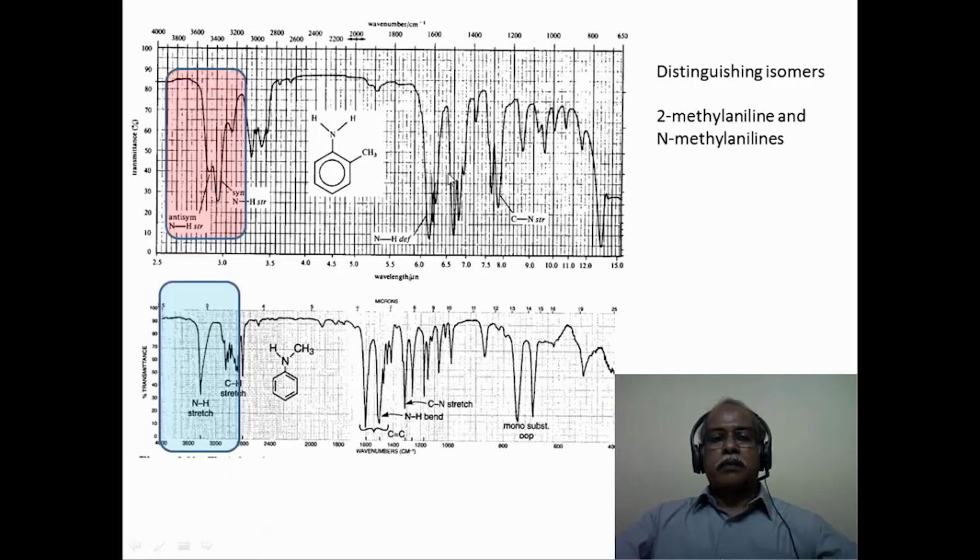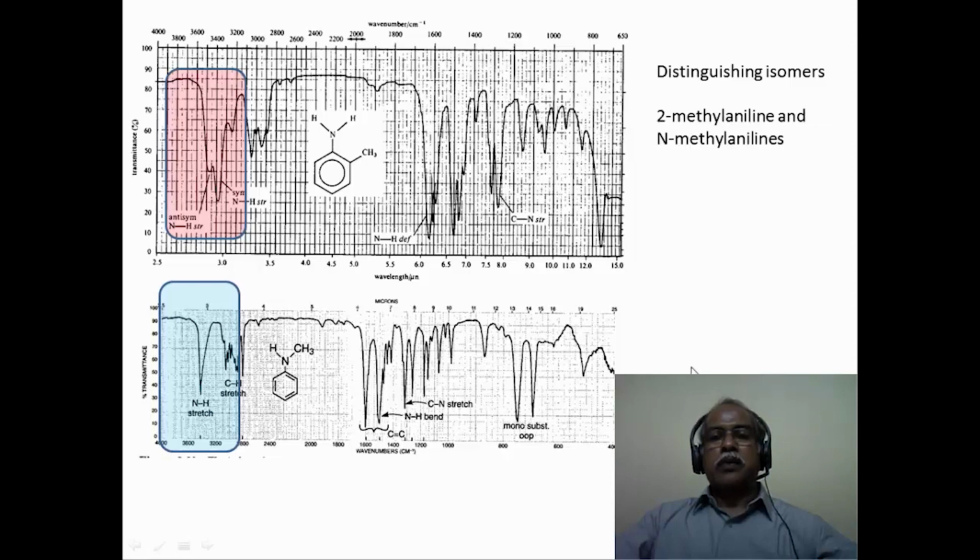This is a distinction between two isomers. You have 2-methylaniline, which is a primary amine, and N-methylaniline, which is a secondary amine. Essentially, from the NH stretching frequency, one should be able to tell the difference between a primary amine and a secondary amine. In the case of the primary amine, it appears as a nice doublet in the infrared region of NH stretching frequency, whereas in the case of the secondary amine, a sharp singlet is observed for the NH stretching frequency. Here you have the asymmetric stretching and the symmetric stretching of the NH, whereas here there is only one type of NH, so one type of NH stretching frequency is being observed.